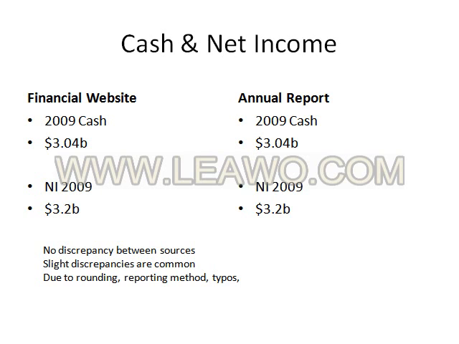These discrepancies can be due to rounding, reporting method, typos, and the like. But in this case, the information is an exact match. So most likely, the reporting method was the same. For instance, billions of dollars reported versus millions or thousands. Here they use the same figures and the same calculations.